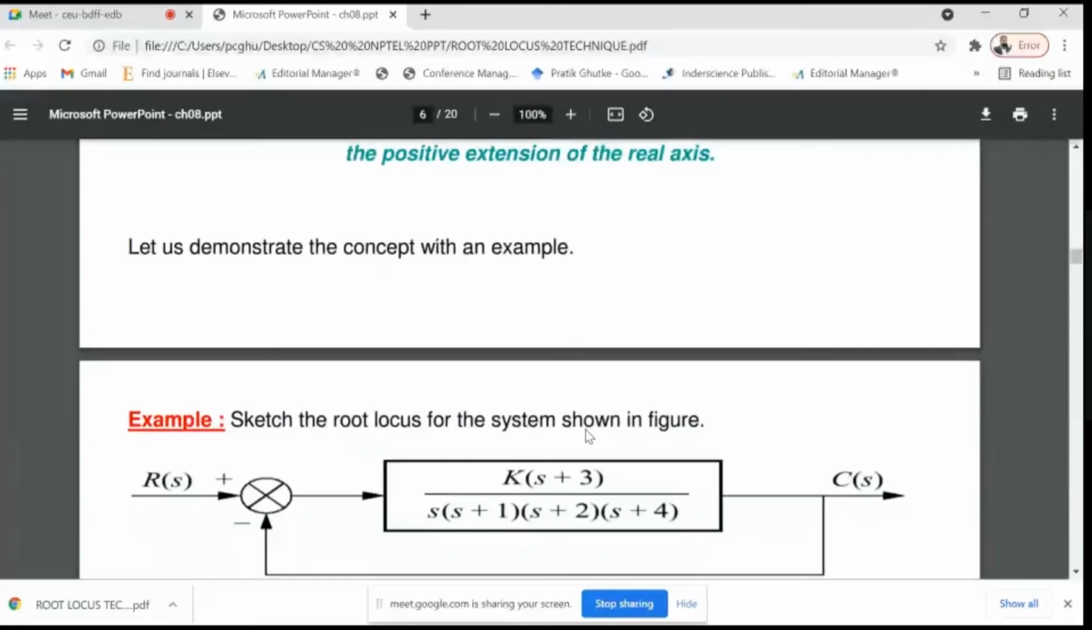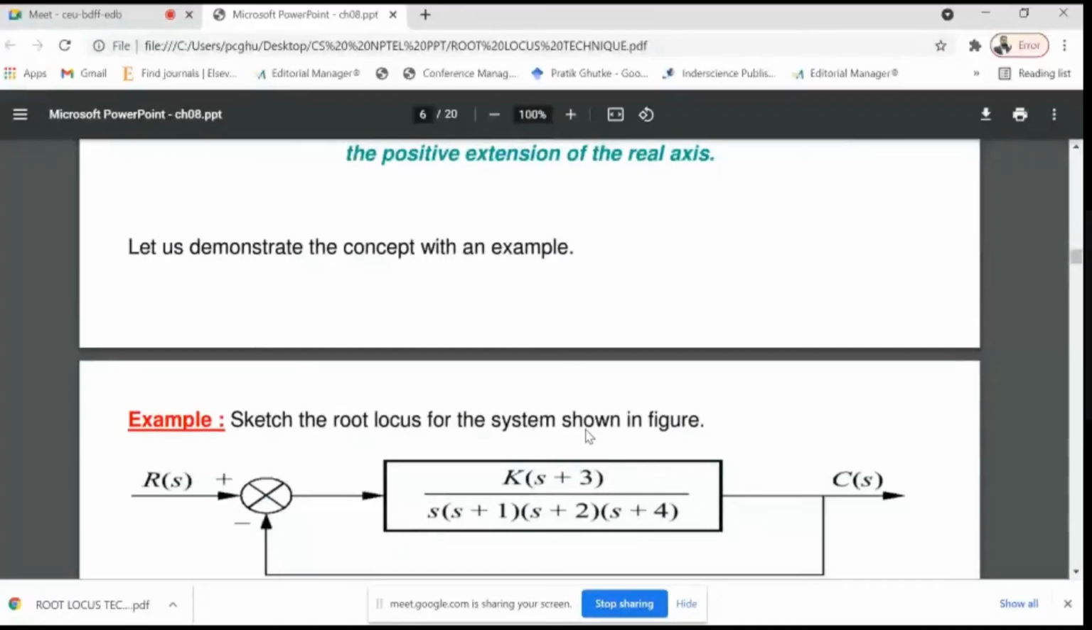Yes, 3 poles. Sukeshni, please check once. There are 4 poles. One pole is at 0, one at -1, one at -2 and one at -4. So I have 4 poles and only one zero, which is at -3. Yes, 4 poles and 1 zero. Kanchan, absolutely right. So one pole is at the origin, at 0. One pole is at -1. Next pole is at -2 and next pole is at -4, and 1 zero is there at -3. So calculating the asymptote.